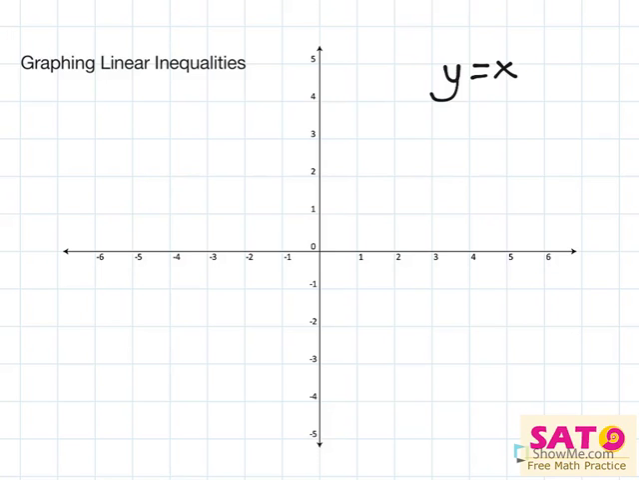Hey there! Let's graph linear inequalities, starting off with y equals x, which is just a regular equation. We know that y equals x would be 0, 0, 1, 1, and it's just this straight line in the middle of the graph. We know that's a solid line. It's nothing special about it. It's just our basic graph.